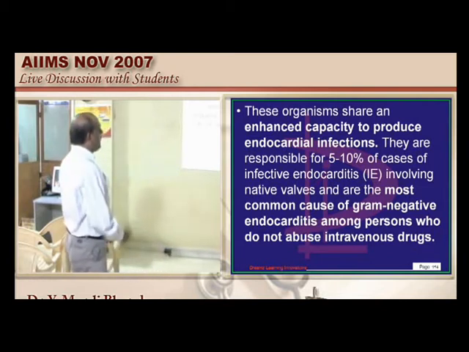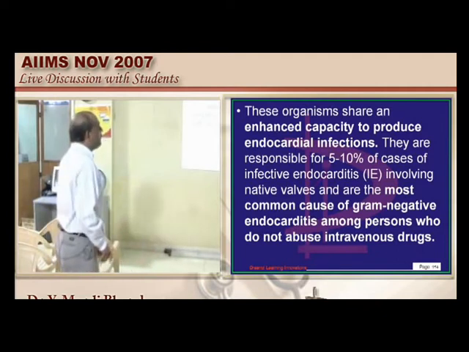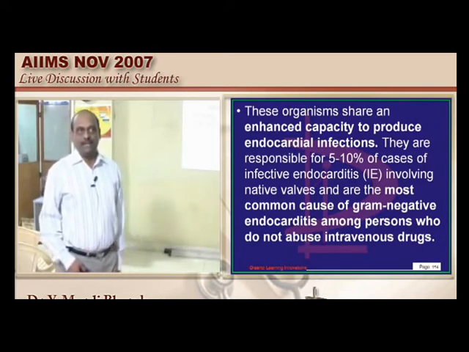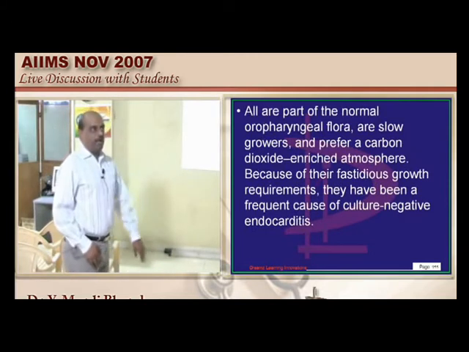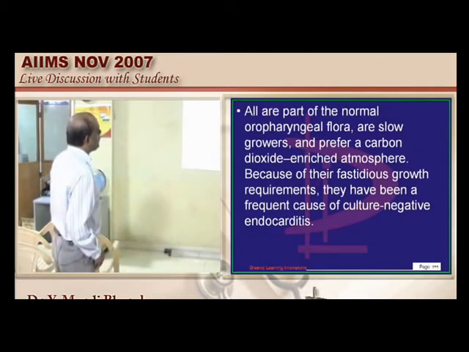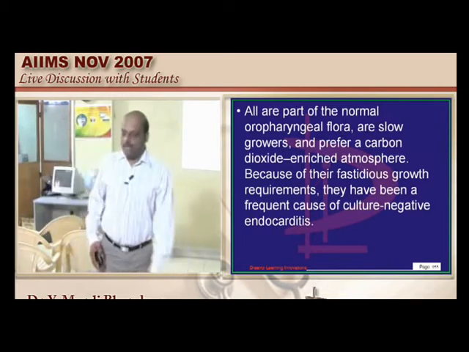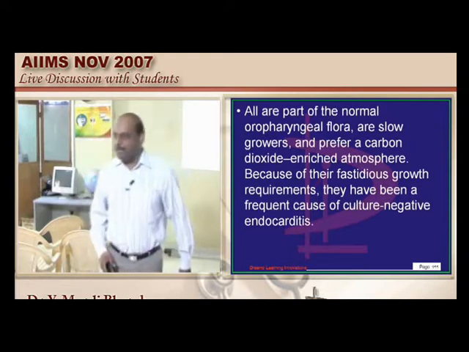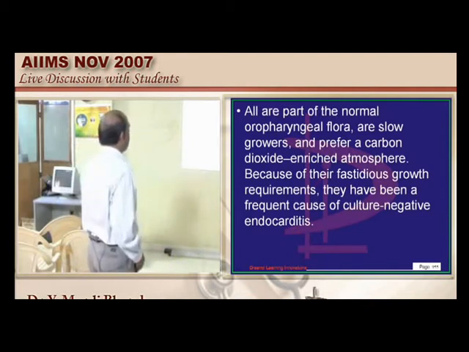They are very fastidious in their growth and they require special culture requirement. And they are responsible for the gram negative endocarditis among the persons who do not abuse intravenous drugs, is what has to be basically remembered. They are in fact part of the normal oropharyngeal flora, and they are slow growers and they love to have a carbon dioxide enriched environment. Just like Mycobacterium love to live in an oxygen rich apartment, the HACEK group wants a carbon dioxide rich environment.